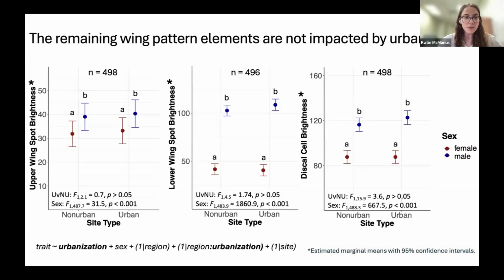And the remaining wing pattern areas didn't show any effects of urbanization. We see trends that are in line with what we already know based on the sexual dimorphism of the species. So the upper and lower wing spots and the discal cell are all darker in females, which is in line with what we know in natural populations. And I don't show the results of the continuous models here, but they also don't find an effect of urbanization. So same results as here.